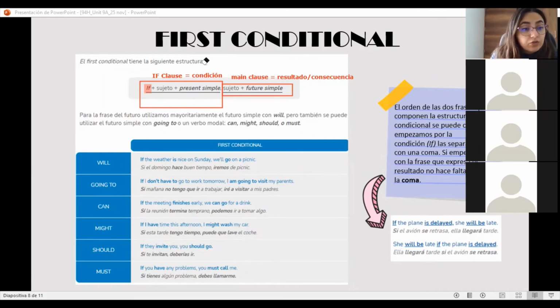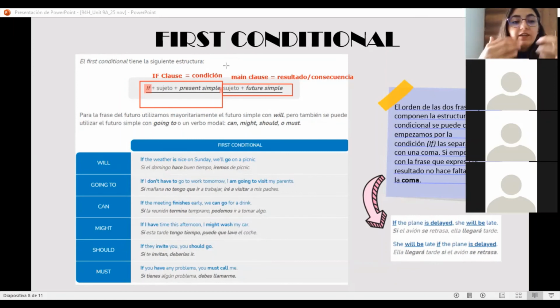¿Qué pasa cuando nosotros empezamos con la cláusula if? Si empezamos con la cláusula if, siempre vamos a ocupar o a separar la condición y el resultado con una coma. ¿Sí? Eso es algo muy importante. ¿Por qué? Porque estos conditionals, ¿sí? Los condicionales, como tienen estas dos partes, la if clause y la main clause, pueden cambiar el orden. Es decir, que ustedes primero pueden hablar del resultado y después de la condición, o pueden empezar con la condición y luego el resultado. ¿Sí?